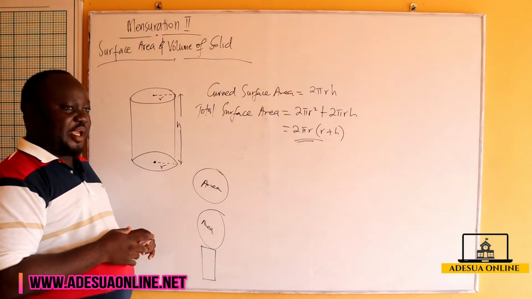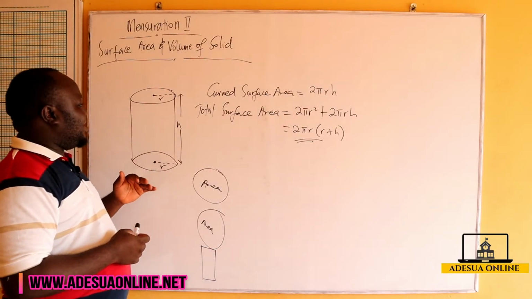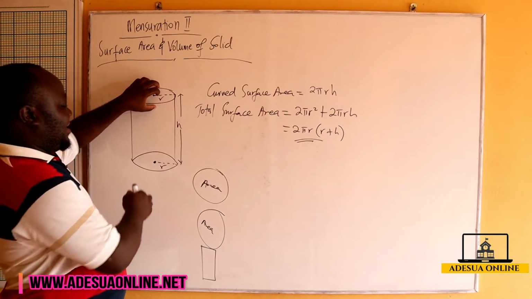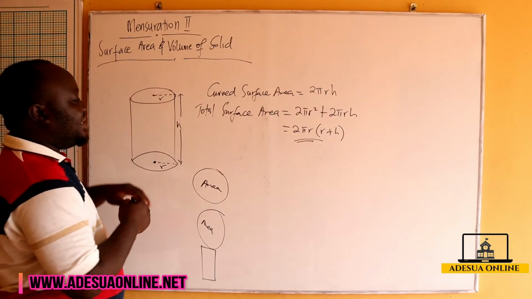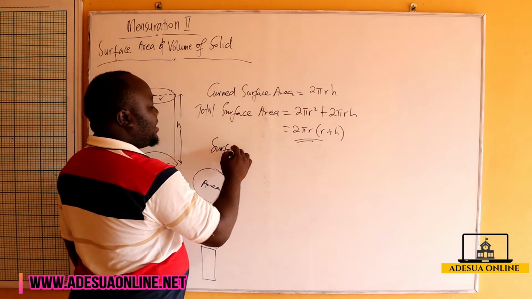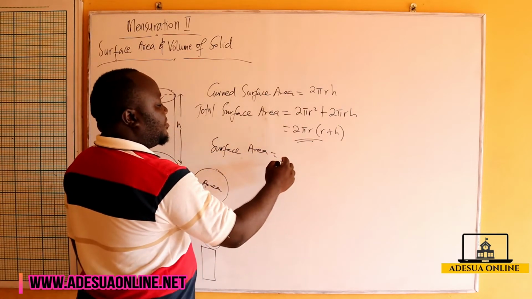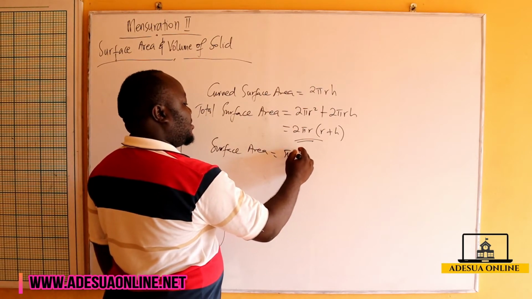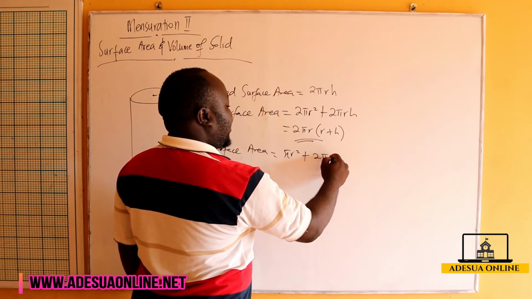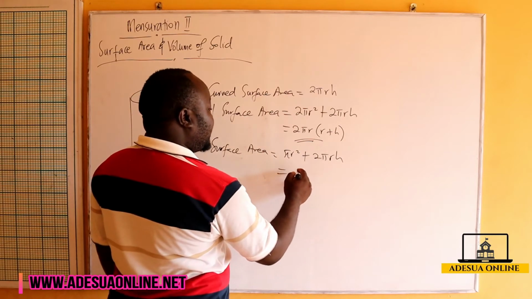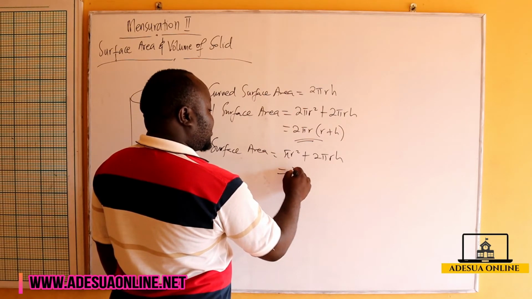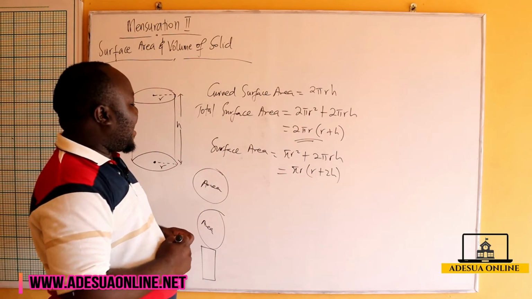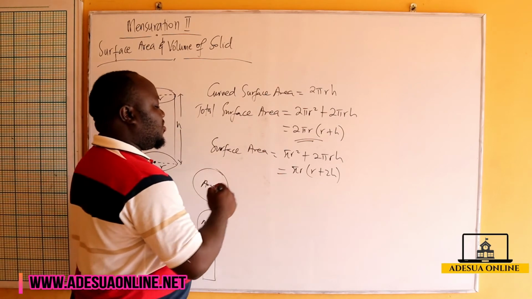So if we want to find the total surface area of a cylinder with one end open, assuming this end is open and this end is closed, then the surface area in this case will be pi r squared plus 2 pi r h, since just this side is open. Factorizing pi r out, we have r plus 2h. That is the surface area with one end open.